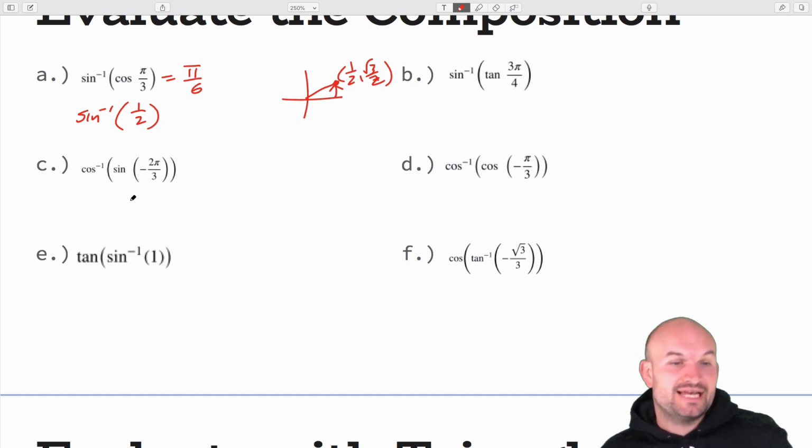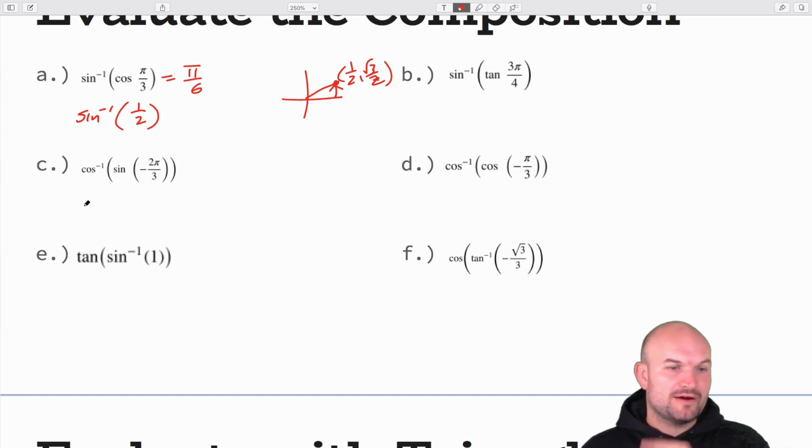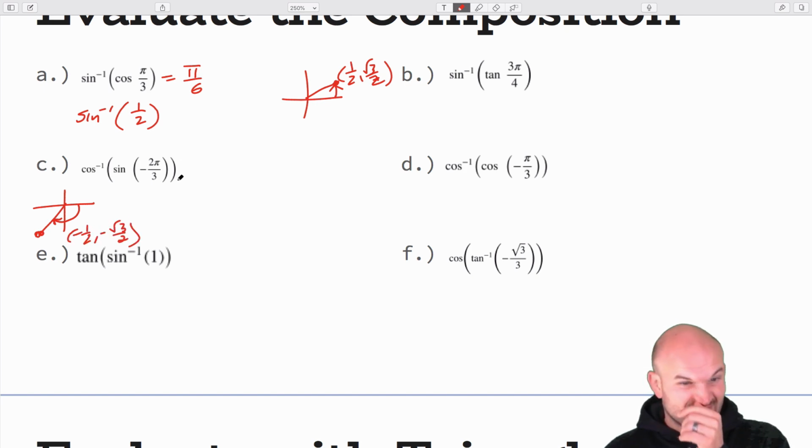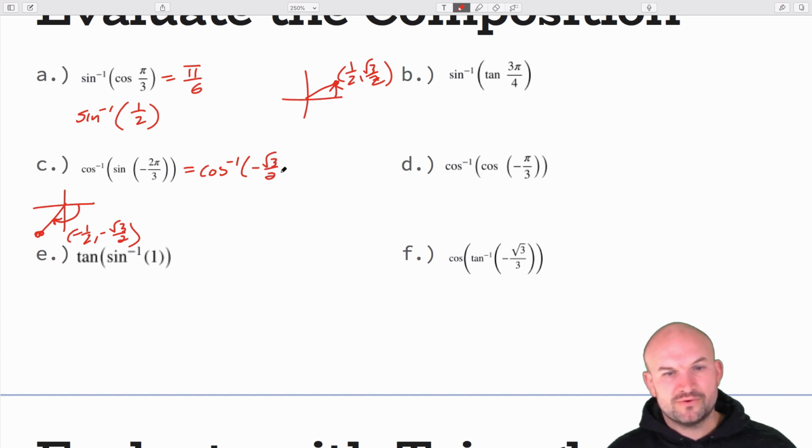For the next one, sine of negative 2 pi over 3. So negative 2 pi over 3 is right here. So the coordinate point is negative 1/2, comma, negative square root of 3 over 2, and the y coordinate is negative square root of 3 over 2. So now that's going to give us the cosine inverse of negative square root of 3 over 2. Now to evaluate the negative square root of 3 over 2, again, it's going to be a negative version. So therefore, that's going to be in the second quadrant.